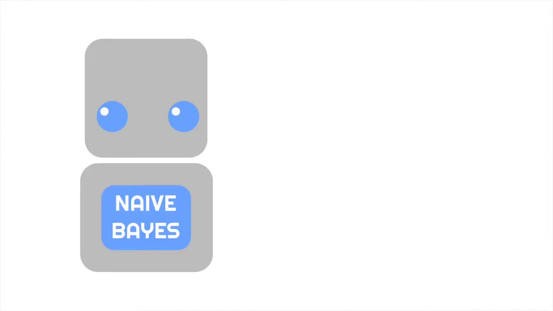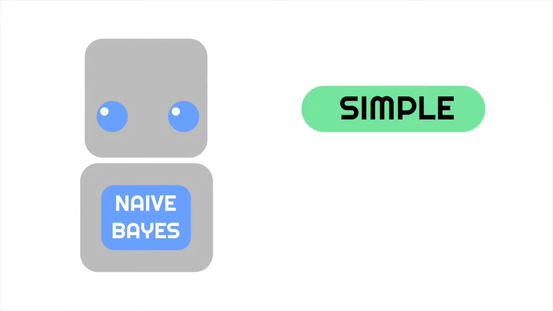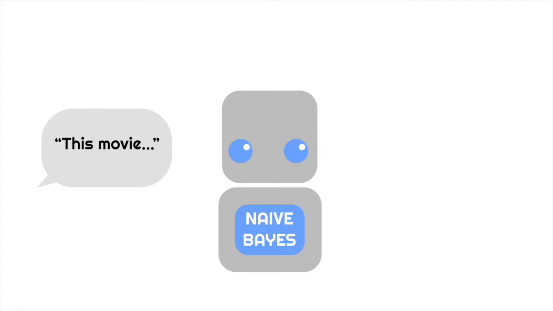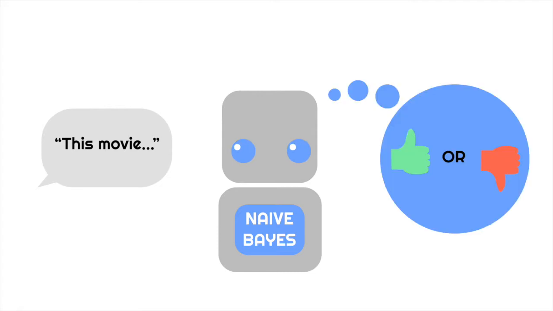One of those algorithms is called naive Bayes. Naive Bayes is an AI self-learning algorithm that's well known for being simple yet effective. It's often used for natural language processing, also referred to as NLP, which is a field of AI concerned with extracting useful information out of text. For example, naive Bayes can be used to read text like movie reviews to determine useful information like whether the movie review was a positive review or a negative review.